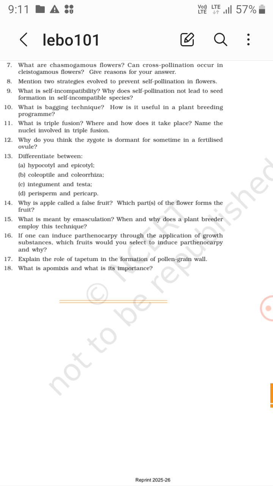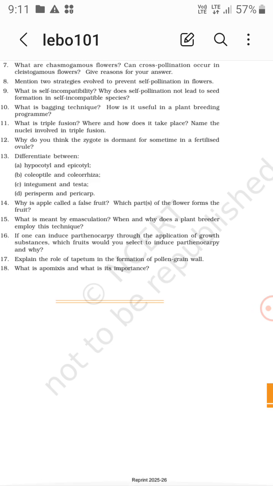It is the removal of the anthers so that self pollination does not happen. So when and why does a plant breeder employ this technique? Okay, to prevent self pollination, right? To increase variation, we need cross pollination.